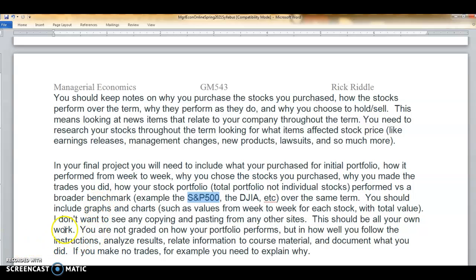Now, any charts, graphs, and tables that you include should be things that you make up yourself. I don't want any kind of tables copied and pasted from, for example, MarketWatch. That will give you no credit and will actually result in a reduction of your grade.